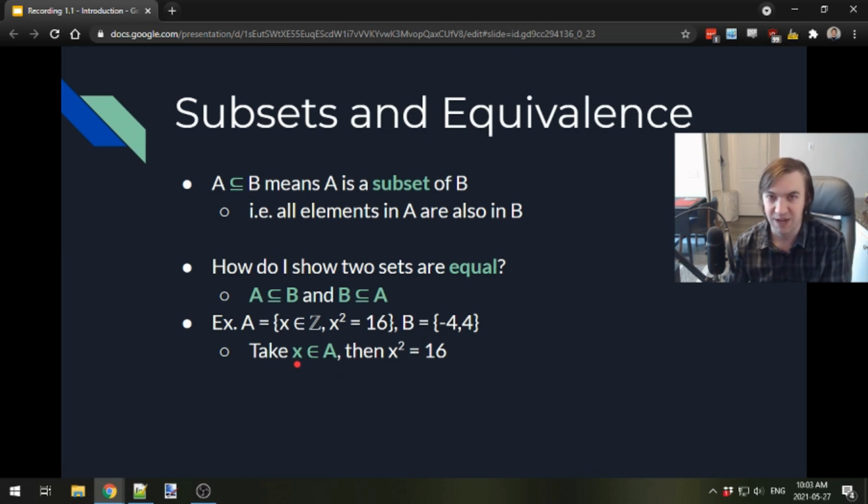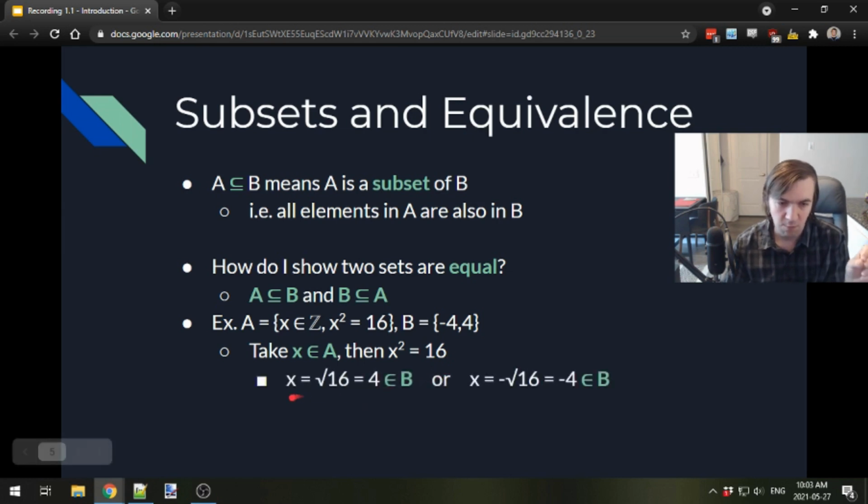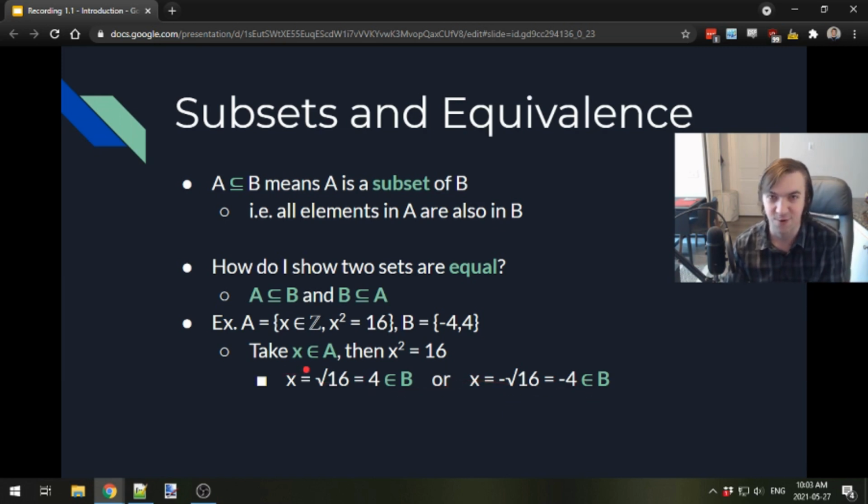So if we have an element X that's in A, X squared must be 16, right? Well, that means that X is the root of 16, positive or negative. If it's the positive root of 16, then it's 4, and that's in B, because we can see that it is. If X is the negative root of 16, that means that it's -4. Oh, that's also in B. So we've shown that any arbitrary element in A must be in B.